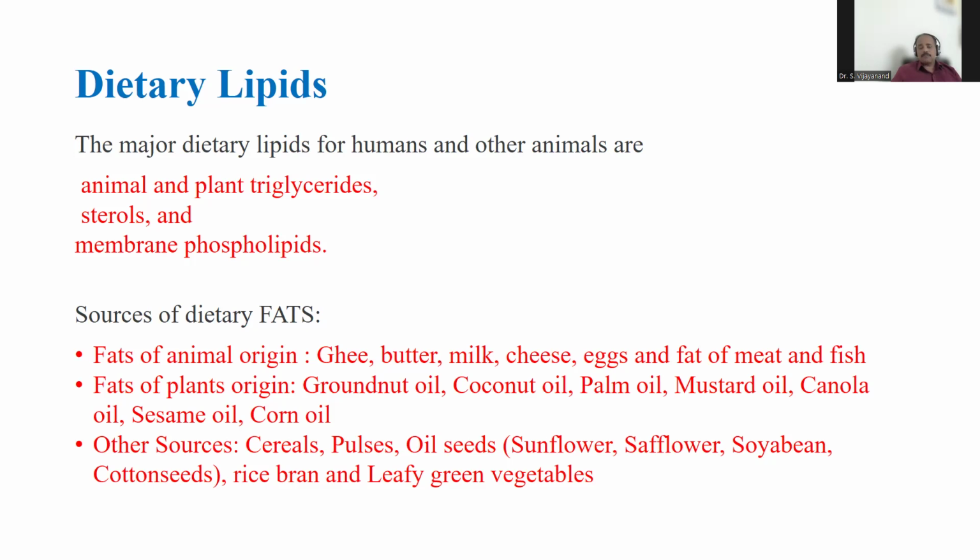When you talk about fats of plant origin, even plant sources are considered good sources of fats, especially some of the oils. Plant oils, especially corn oil and cotton seed oil, are rich sources of unsaturated fatty acids. Groundnut oil, coconut oil, palm oil, and mustard oil are all considered different sources of lipids. So that's it about the dietary lipids and blood lipids.